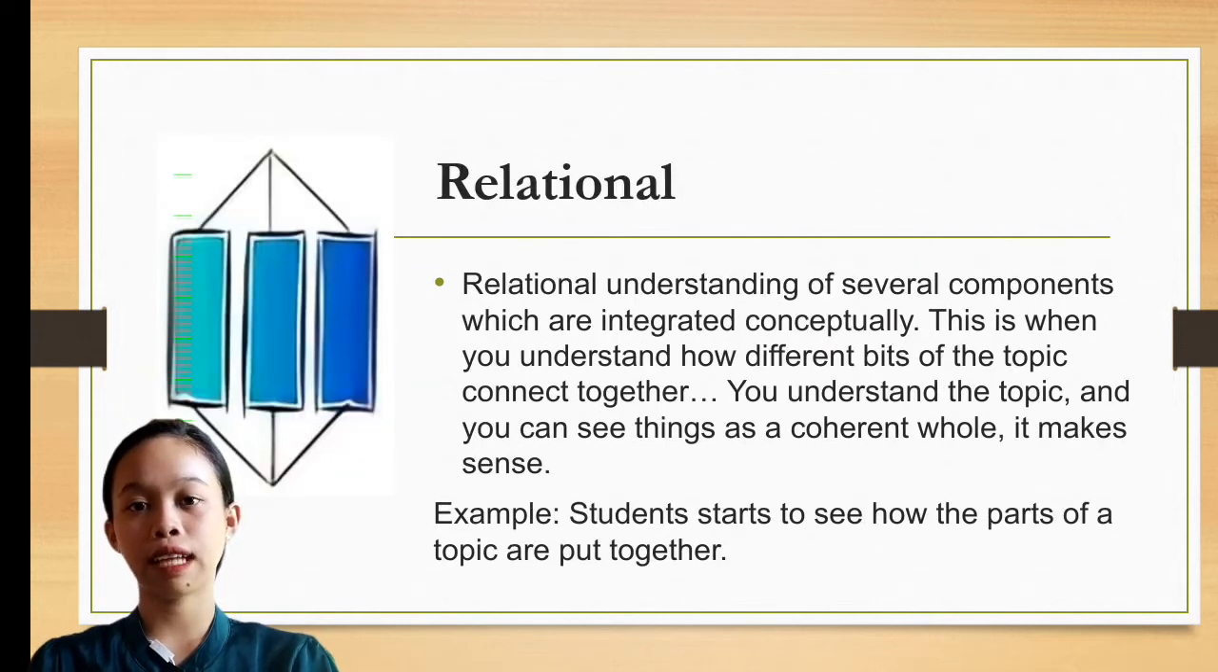Relational, understanding of several components which are integrated conceptually. This is when you understand how different bits of the topic connect together. You understand the topic and you can see things as a coherent whole. It makes sense. An example of relational: a student starts to say how the parts of a topic are put together. This is the picture of relational.